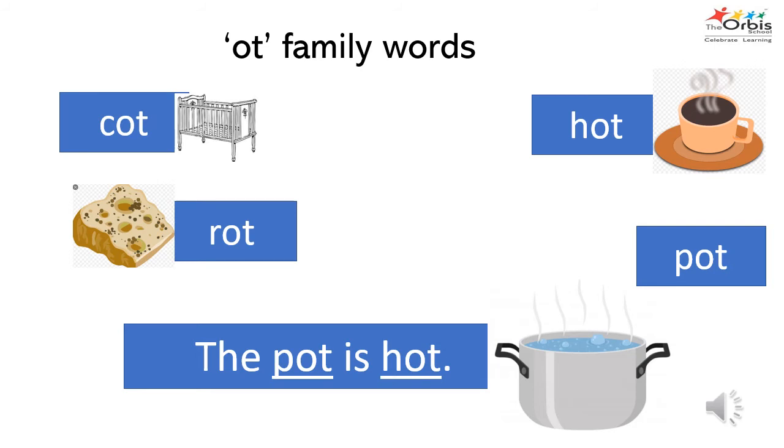Can you see the picture where there is a hot coffee? R says R, O says O, T says T, rot. P says P, O says O, T says T, pot. Now let's use the OT family words and make a sentence. The pot is hot. Once again, the pot is hot.